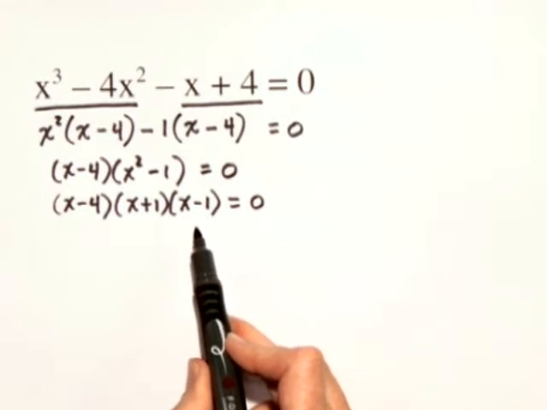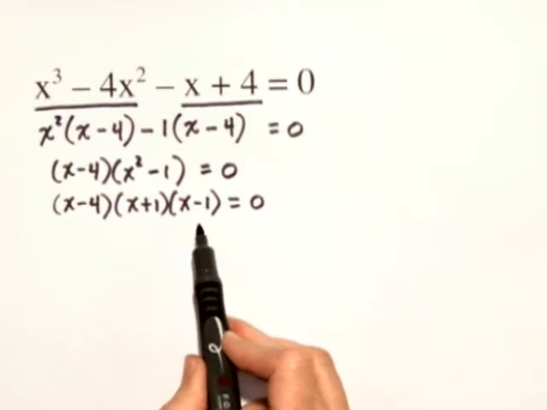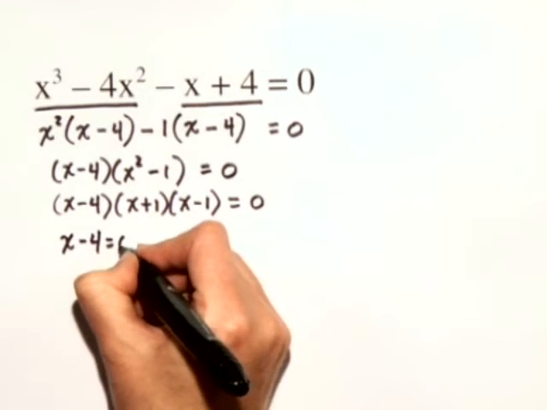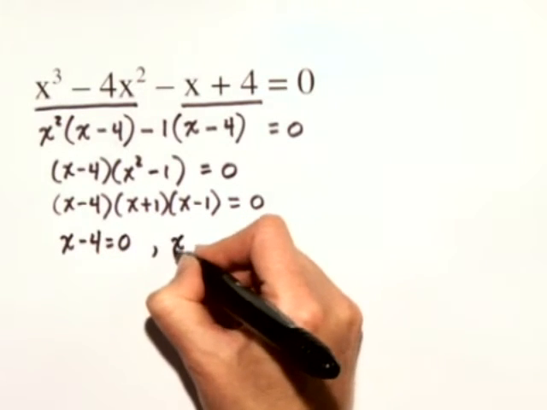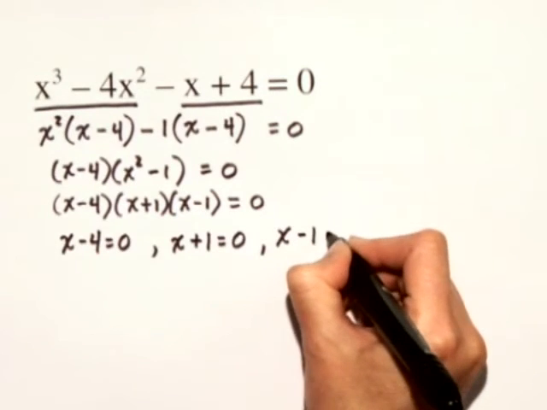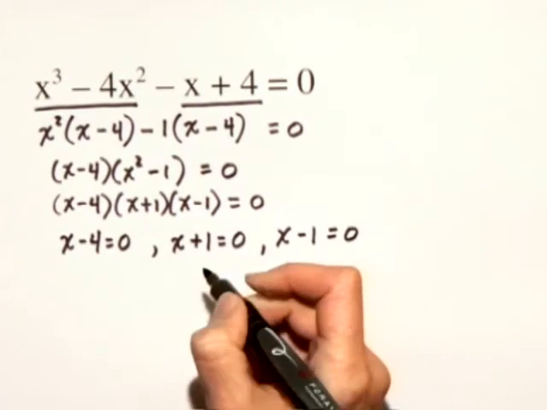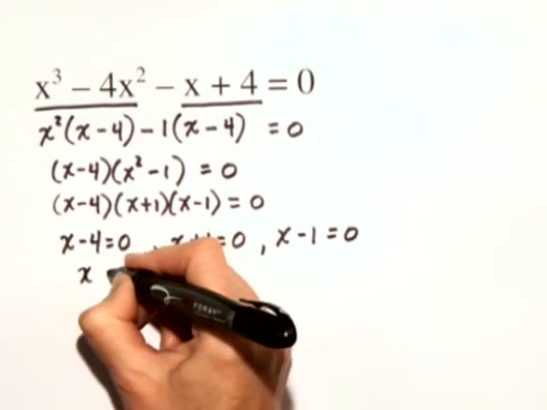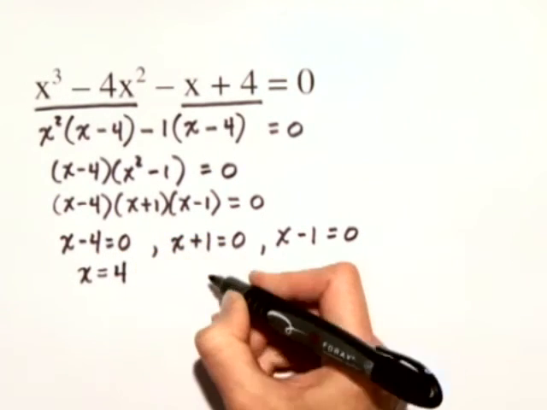We'll apply the zero product principle and set each factor equal to 0. So we have x minus 4 is equal to 0, or x plus 1 is equal to 0, or x minus 1 is equal to 0. Solving our first equation, x minus 4 equals 0, gives us the solution x equals 4.